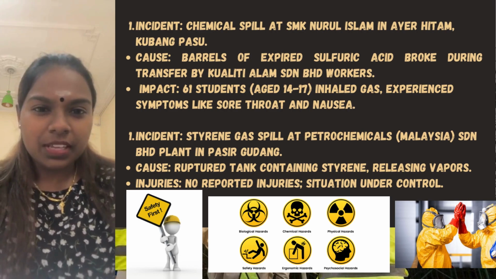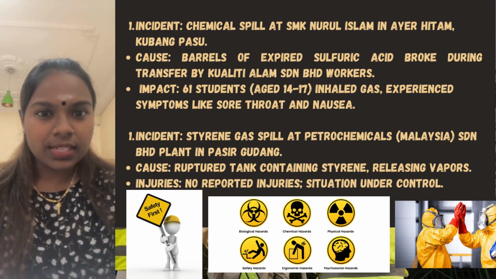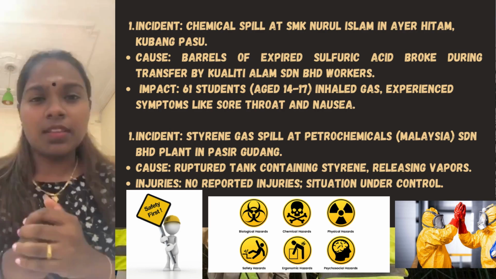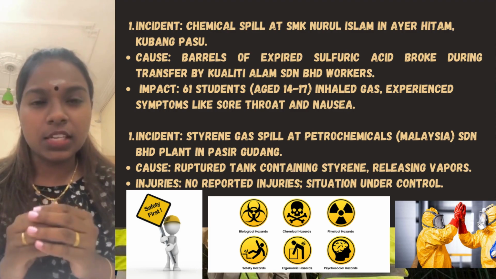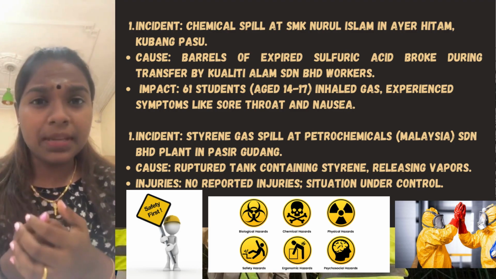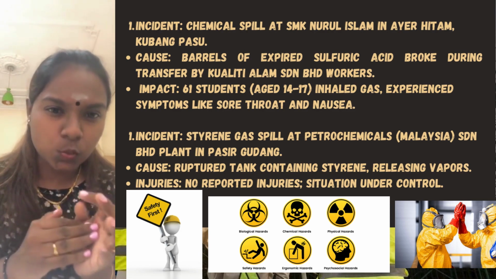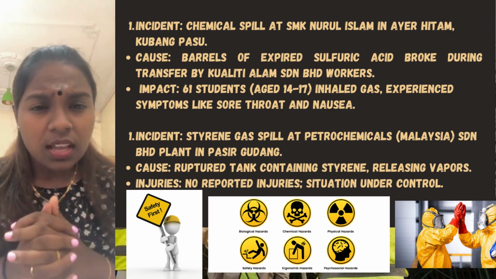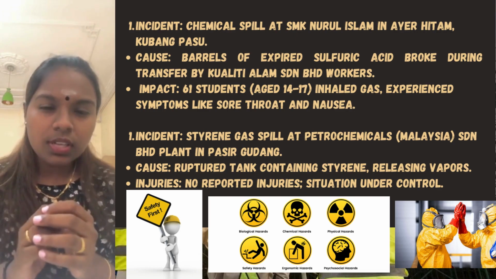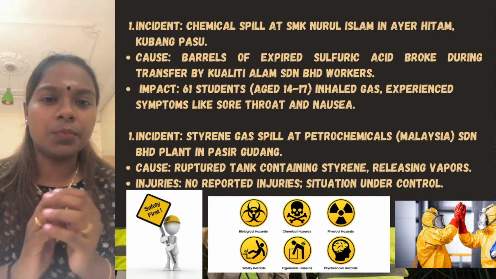Hi, I'm Sharmin. Today I'm going to elaborate on why accidents or incidents happen regularly, based on the articles above. The first article refers to the incident, which is the chemical spill that happened at SMK Nurul Islam, at Air Hitam, Kubang Pasu. This happened because barrels of expired sulfuric acid broke during the transfer by workers of a contractor company.